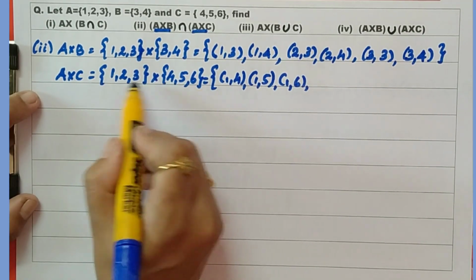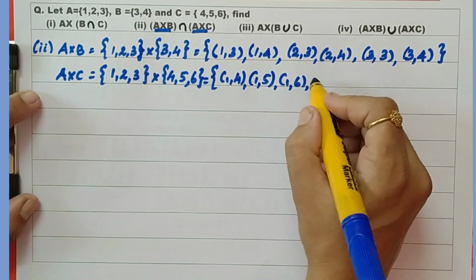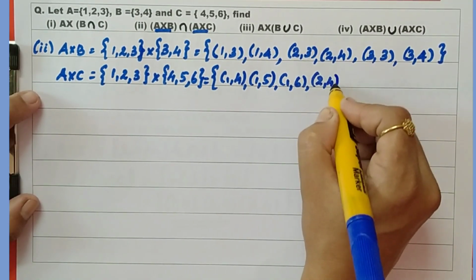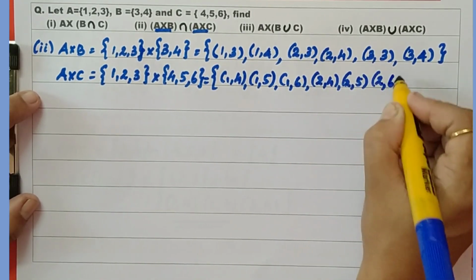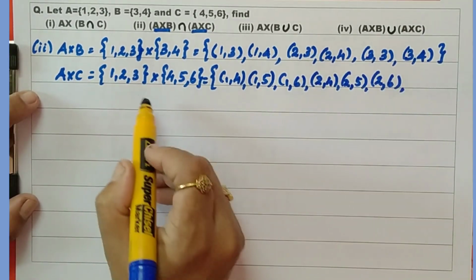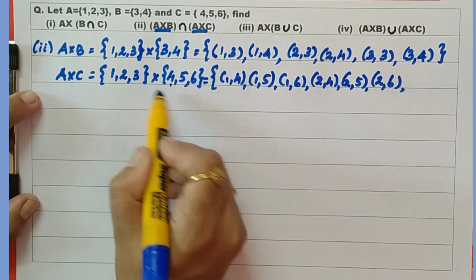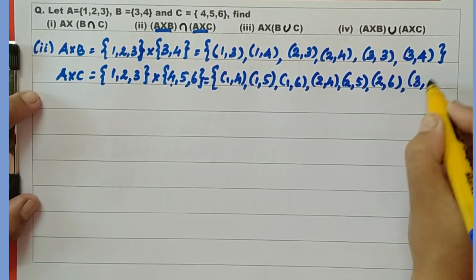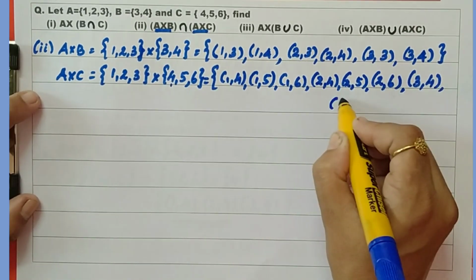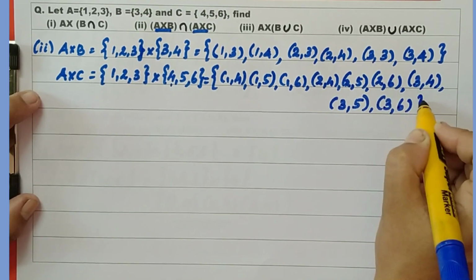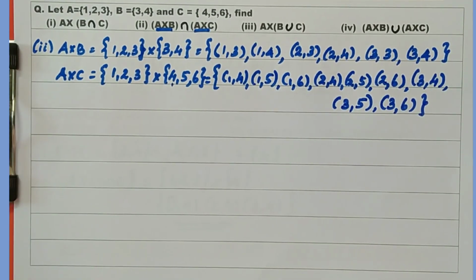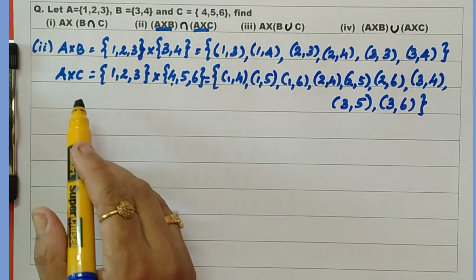then (2, 4), (2, 5), (2, 6), ordered pairs. Then (3, 4), (3, 5), (3, 6). So these are the collections of ordered pairs for A cross B and A cross C.